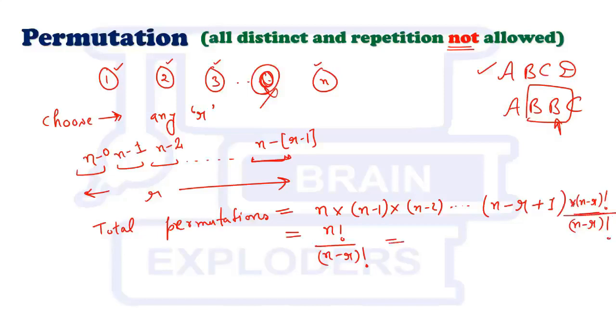It can also be written as nPr. This is the notation which we will use. nPr is the notation used when from n distinct objects we have to choose r and count their permutations.